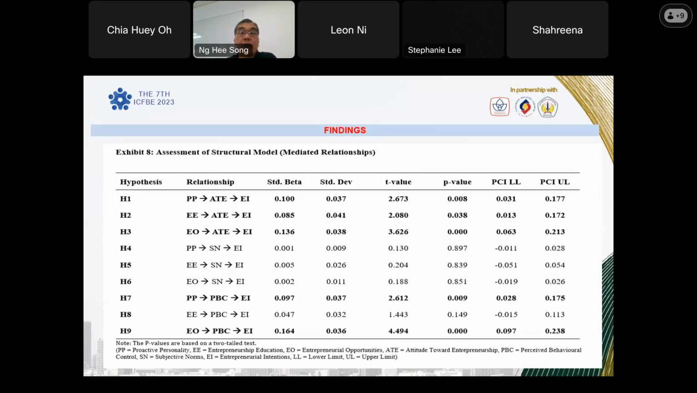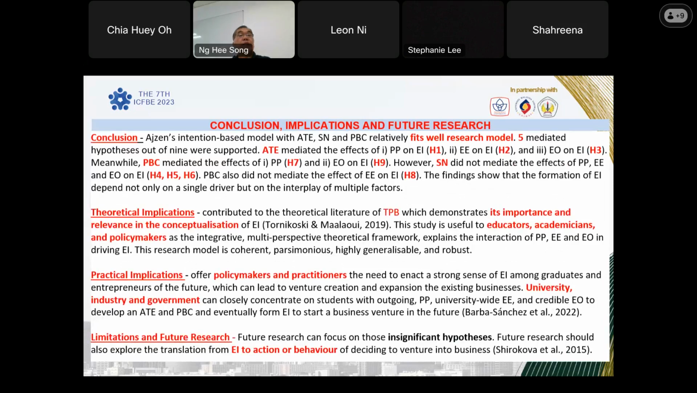Okay, so next one we have this conclusion. So my conclusion is that perceived behavior control is definitely quite important, but it depends on the mediator. So perceived behavior control is very effective in enhancing entrepreneurial intention if you have a quite positive attitude towards entrepreneurship. So this is under H1. H2, same thing also.